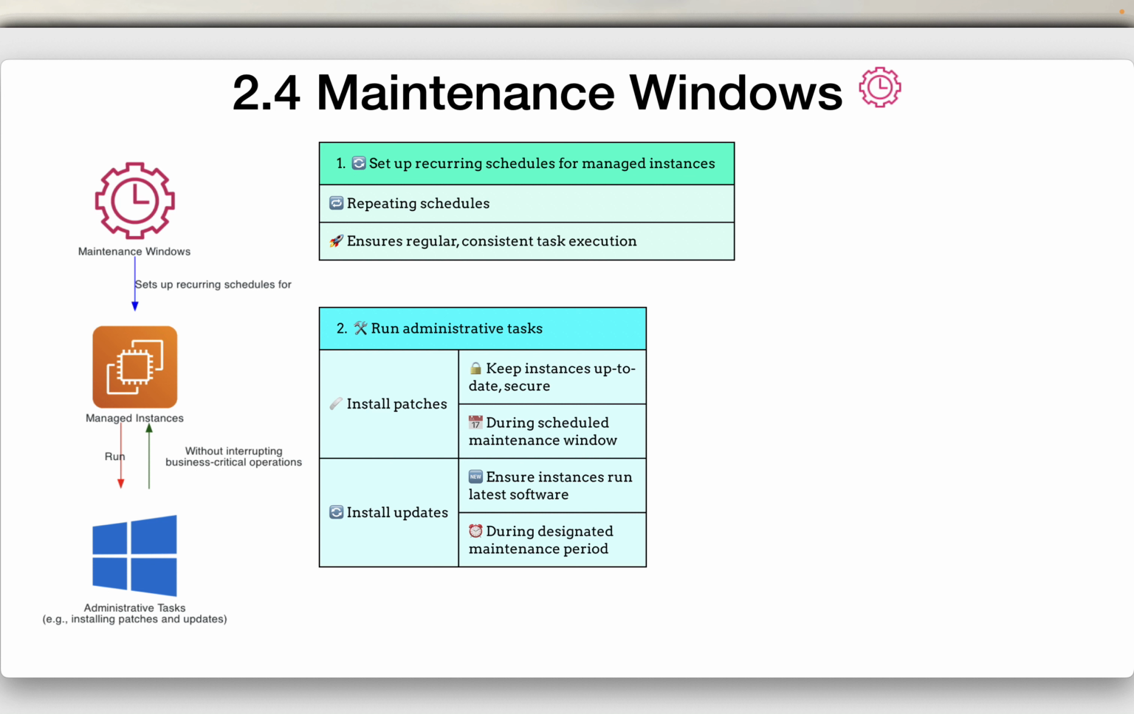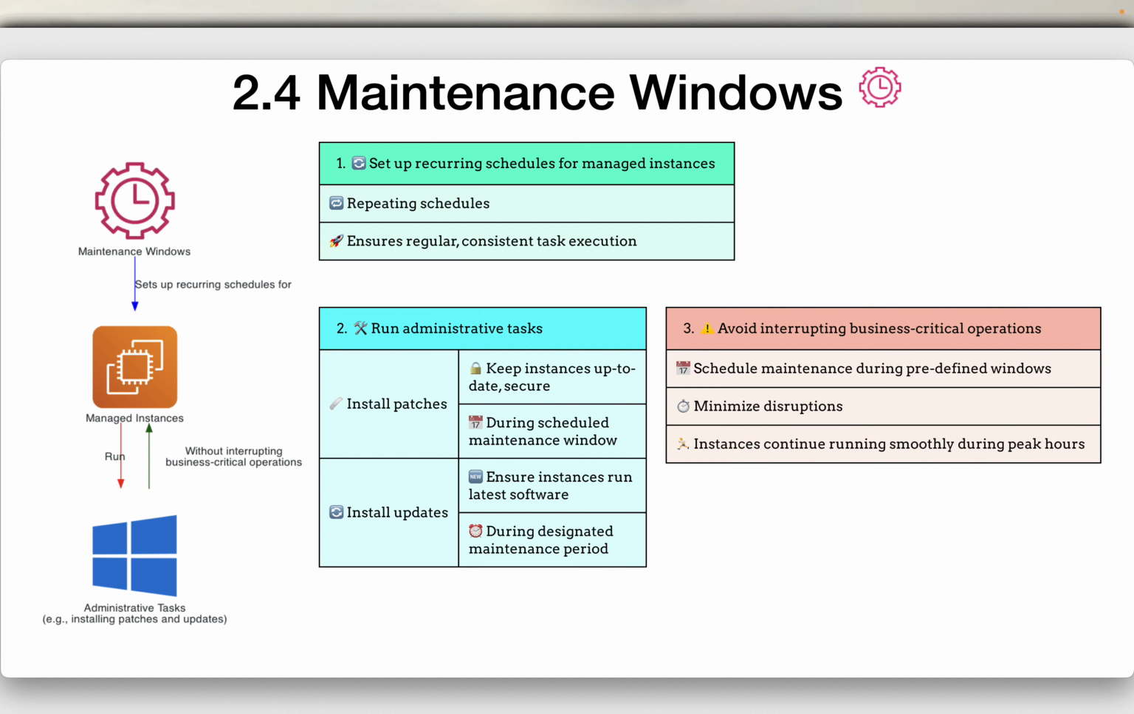Ensure your instances are running the most recent software versions by installing updates during the designated maintenance period. By scheduling maintenance tasks during predefined windows, you can minimize disruptions to your business critical operations, which allows your instances to continue running smoothly during peak hours.